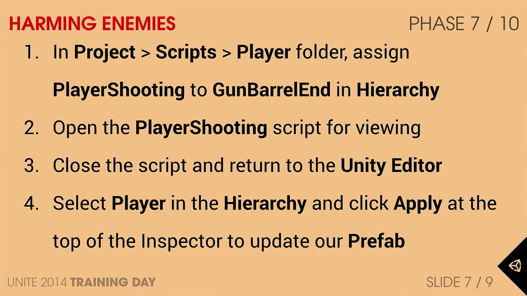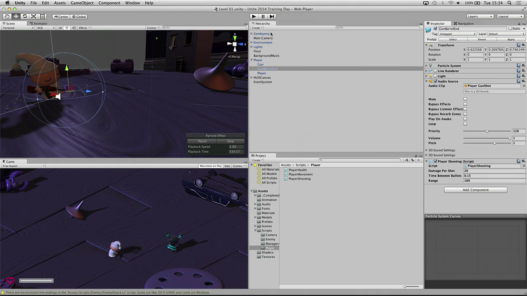So what we did is, in the project scripts player folder, we assigned the player shooting script to the gun barrel end in the hierarchy. Then we opened the player shooting script for viewing. We then closed the script and returned to Unity. We didn't do this last part. Let's do this last part. Now that the gun barrel script is on there, let's go ahead and save our scene if you haven't saved your scene in a while.